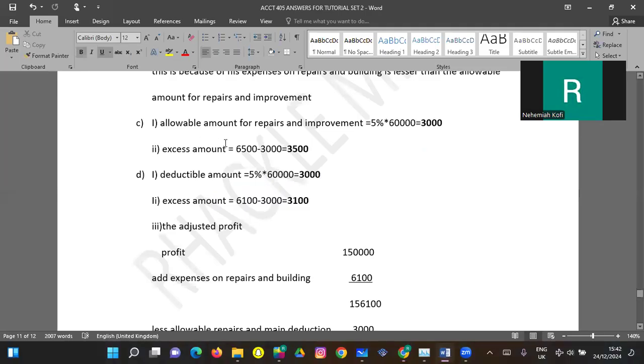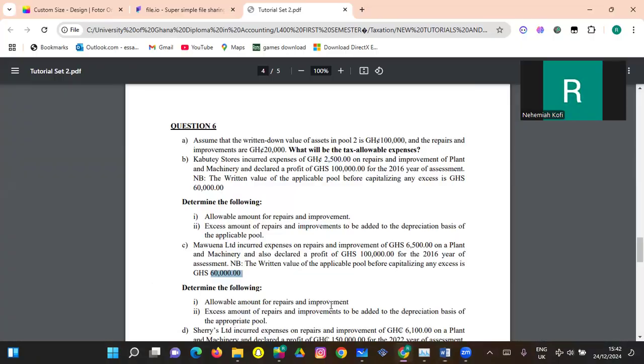So let's look at it here. Allowable amount for repairs and improvements is what? 3,000. Excess is going to be 6,500, which is the actual expenses incurred, minus the 3,000 here, which is going to give us 3,500. That's basically it. Let's look at D.